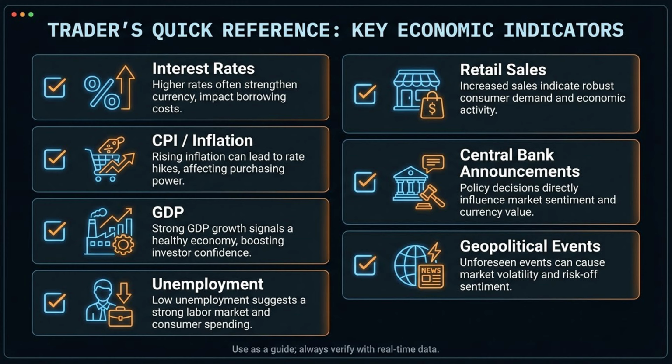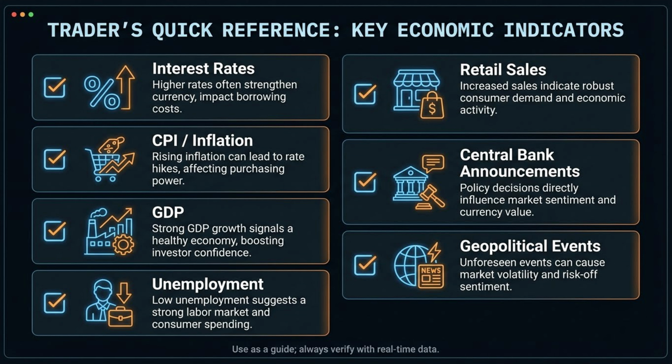GDP, or gross domestic product, reflects the health and growth of a country's economy. Strong GDP numbers boost investor confidence and signal a stable environment. Unemployment levels are another key indicator. Low unemployment suggests a strong labor market and healthy consumer spending. Retail sales measure consumer demand and show how active the economy is.